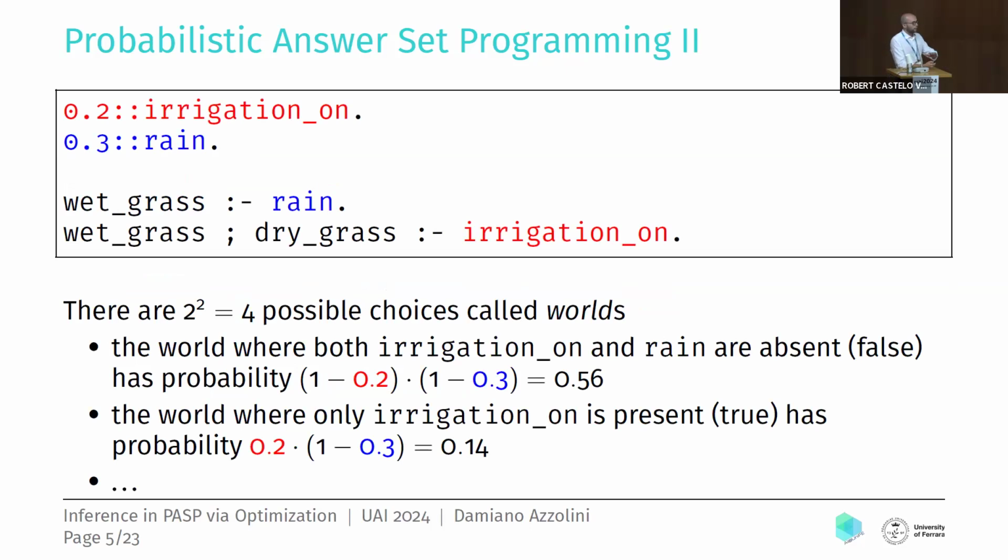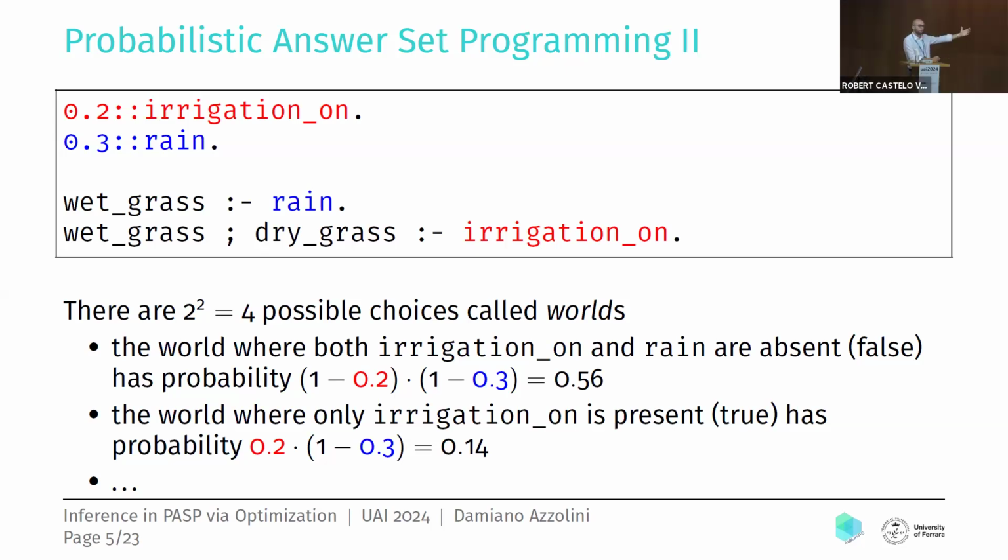In each world, we do not have uncertainty, right? Since we have fixed the truth values of the facts. And also we consider all the facts independent. For instance, when both irrigation on and rain are false, absent, this world has a probability of 1 minus 0.2, since irrigation on is false, times 1 minus 0.3, 0.7, since rain is false as well. We repeat this process for each of these 4 possible worlds, and we get the probabilities of each world.